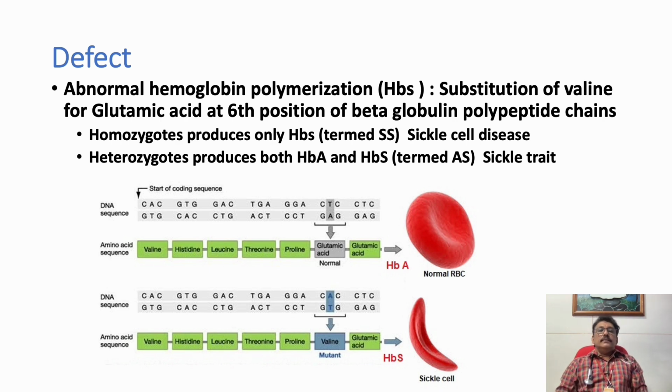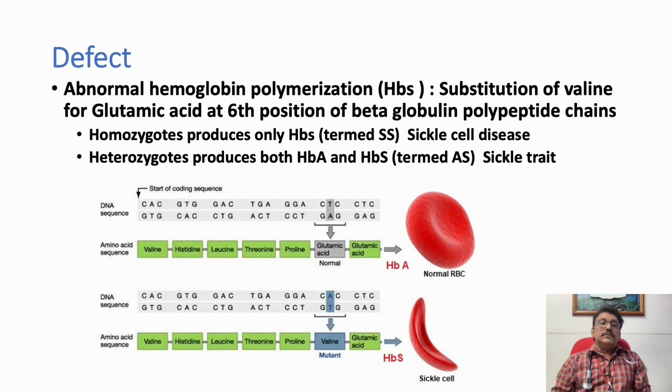So here in the hemoglobin there will be substitution of valine for glutamic acid at the 6th position of the beta globin polypeptide chains. And if a homozygote produces only HbS, that is SS, it is sickle cell disease. If you get the sickle gene from both parents, then it will produce sickle cell disease. The patient will have all features of sickle cell disease.